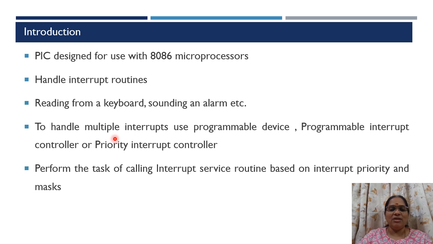To handle multiple interrupts, we use this programmable interrupt controller, or you can also say it is a priority interrupt controller. Once an interrupt comes, automatically the service routine has to be executed. That is, the program corresponding to the interrupt has to be serviced based on the priority of the interrupts we have assigned, and if you have masked a particular interrupt, that is also taken into consideration. We'll see how that works in this microprocessor.